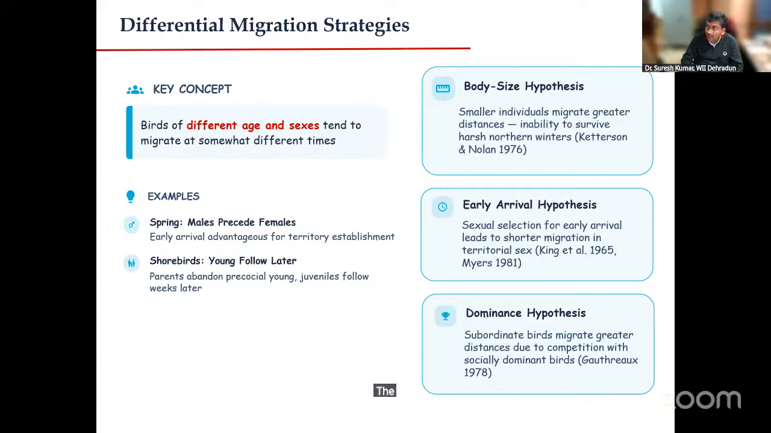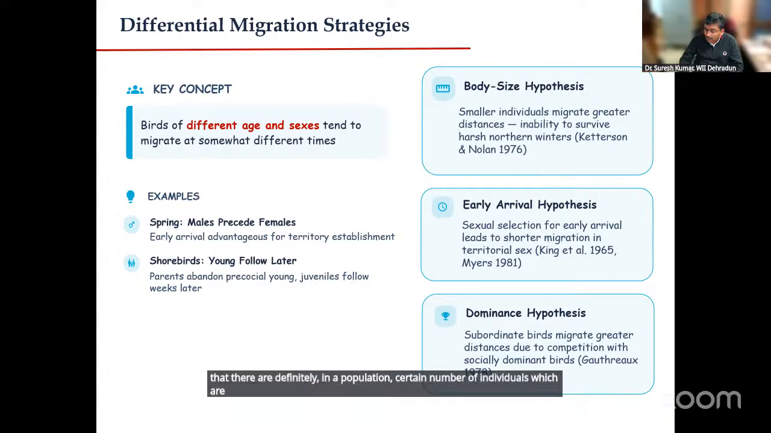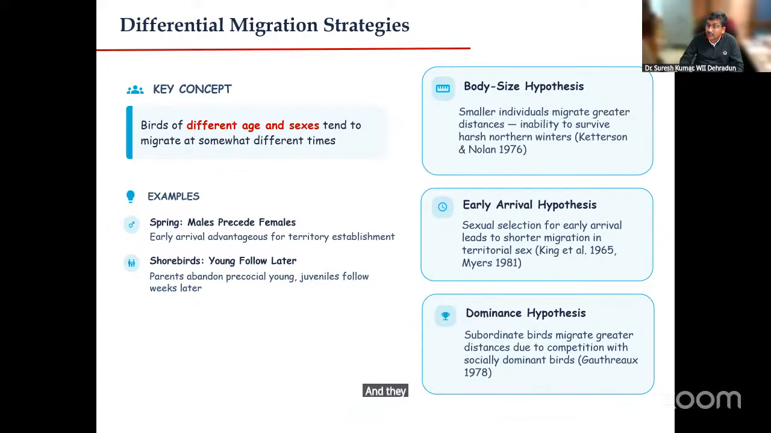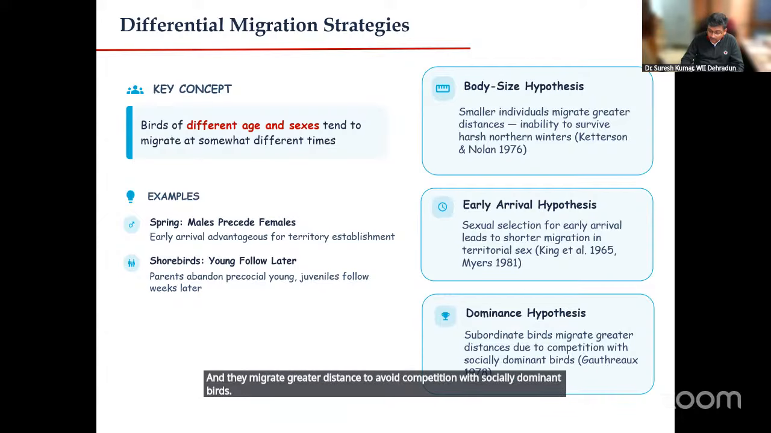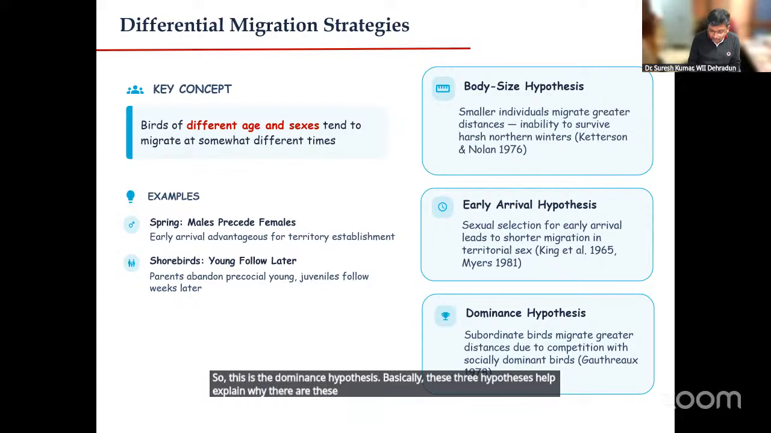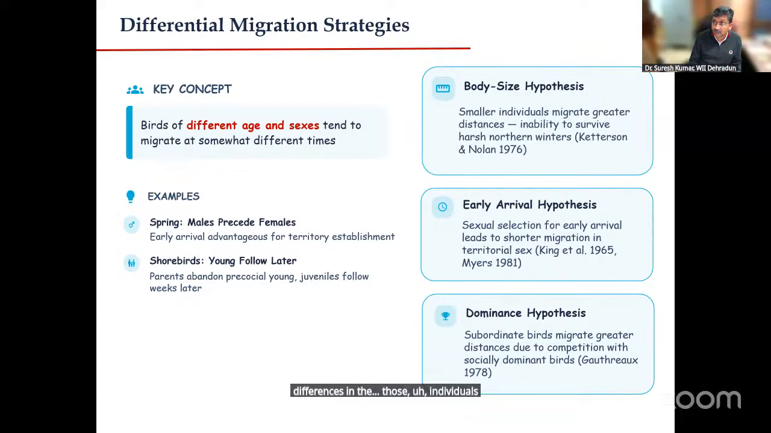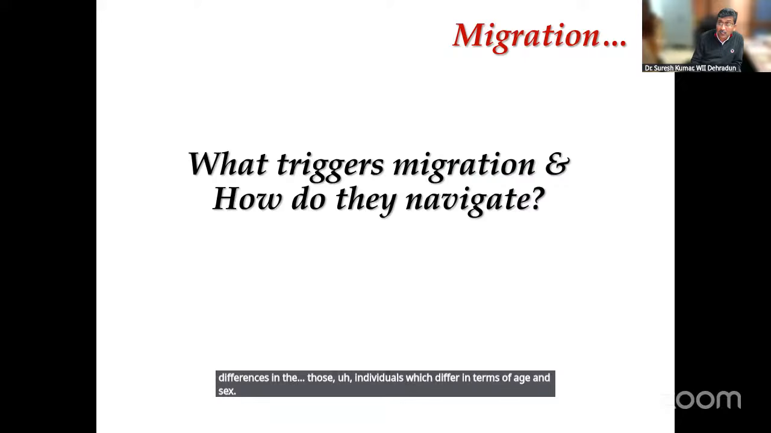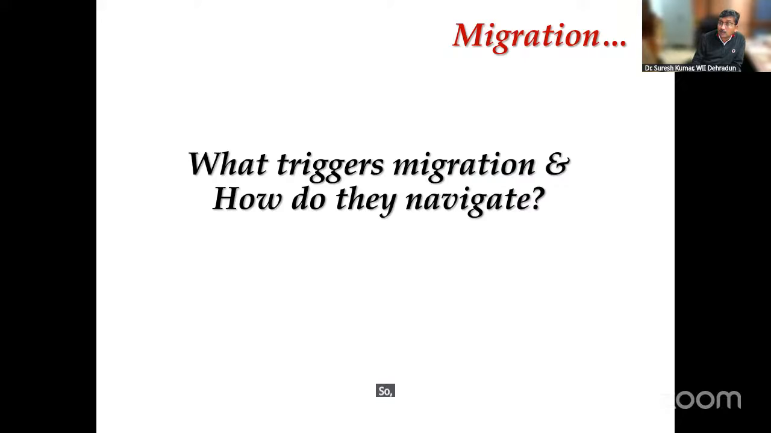The dominance hypothesis, which has been proposed, says that there are definitely in a population certain number of individuals which are subadults or subordinate birds, and they migrate greater distance to avoid competition with socially dominant birds. So this is the dominance hypothesis. Basically, these three hypotheses help explain why there are these differences in those individuals which differ in terms of age and sex. Now, finally, coming down to what triggers migration and how do they navigate?